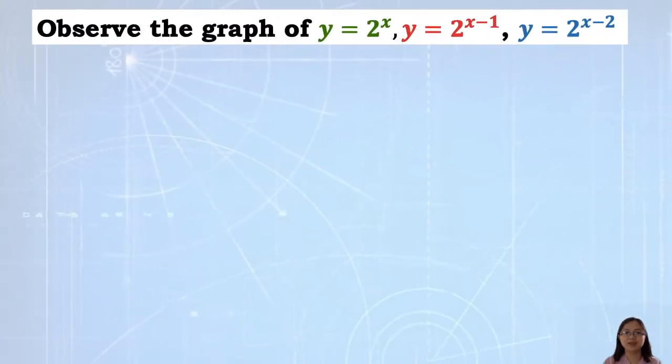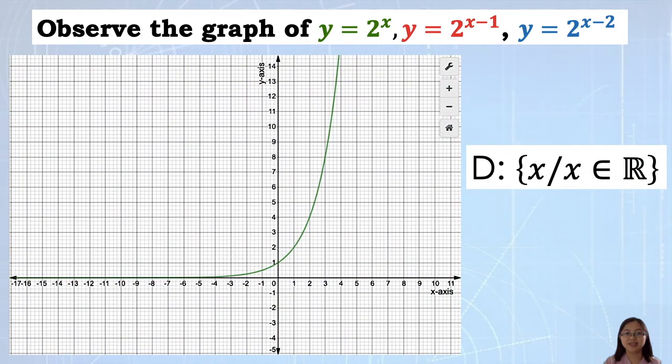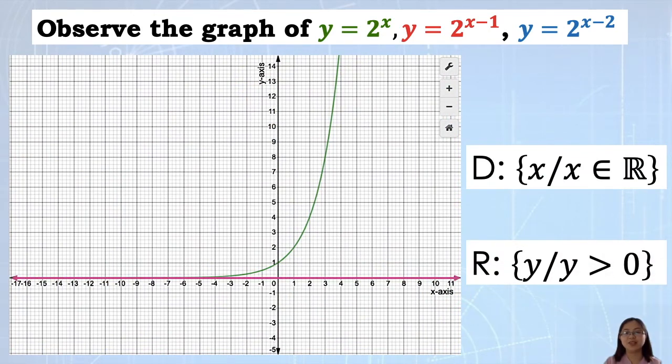Next one. Let's observe the graphs of y is equal to 2 to the x, y is equal to 2 to the x minus 1, and y is equal to 2 raised to x minus 2. Let's start with the parent graph, for which we all know that the domain is any real number, and the range is all positive real numbers.